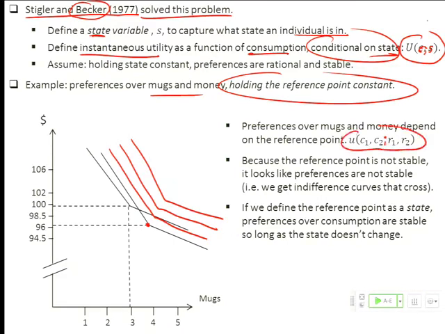I write down the instantaneous utility function here, such that basically (R1, R2) is equal to S. So the state variable is this little two-unit-long vector (R1, R2). Because the reference point itself isn't stable, it looks like references aren't stable. But if we just define the reference point as a state, we solve the problem. So that's Stigler and Becker. And we can get a long way with that, right?